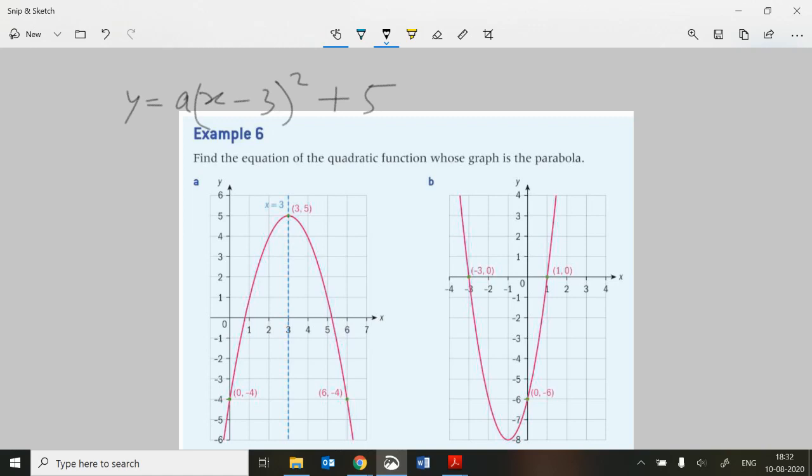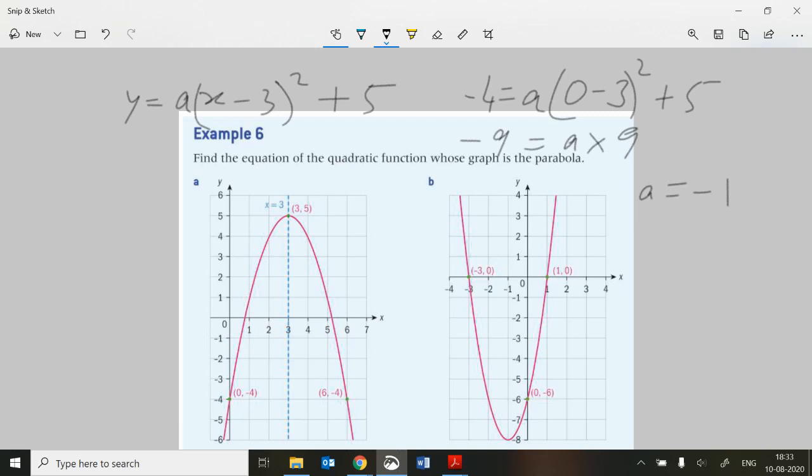And in order to find out what A is, we should put in either this coordinate point or this coordinate point here. And that will help us tell what A is. So, for example, if we put in 0, that looks pretty straightforward. So if we put that in, we'll get 0 minus 3 squared plus 5, that times by A, and that should give us the answer of minus 4. So all I've done is substituted an xy coordinate point into there, and I've reduced that down to one unknown. And now I can work out what A is. So if we take the 5 off, we'll see that we get A times by 9, so we can see that A is equal to minus 1, and we were expecting it to be negative.